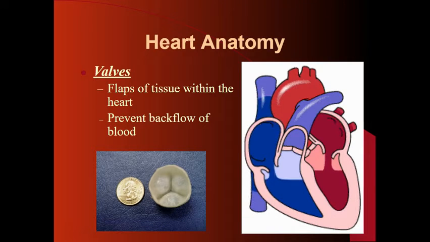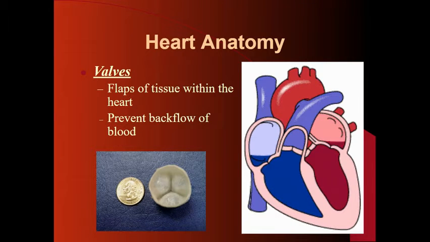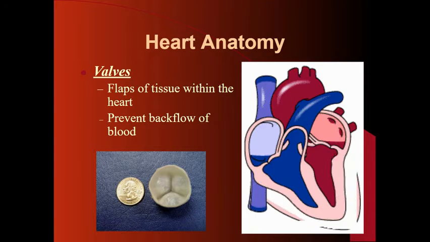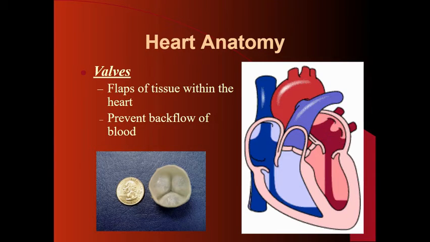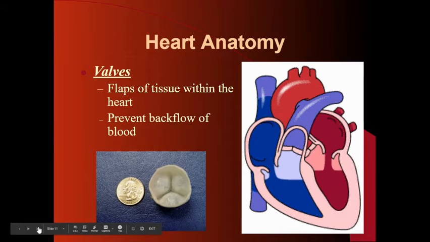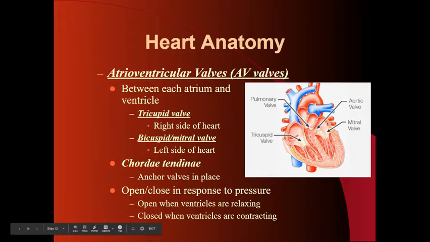The heart contains valves, which are flaps of tissue that prevent the backflow of blood. Circulation is a one-way circuit through the body, and the valves help to ensure that one-way directional flow. 2 of the valves are called atrioventricular valves, or AV valves. These are located between the atrium and ventricle on each side of the heart. The tricuspid valve is located on the right side of the heart. The bicuspid, also called the mitral valve, is located on the left side of the heart.